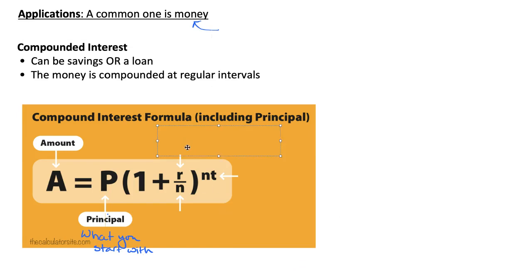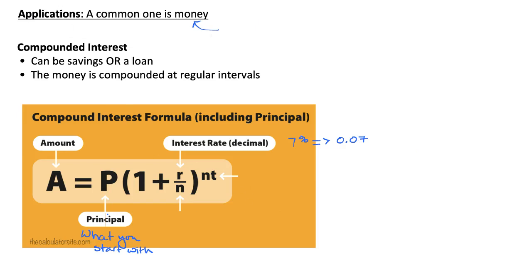All right, the next thing is the interest rate. Now this needs to be a decimal. So if the interest rate is 7%, remember that you need to change that to a decimal. So that is 0.07. Okay, 7% is 0.07.